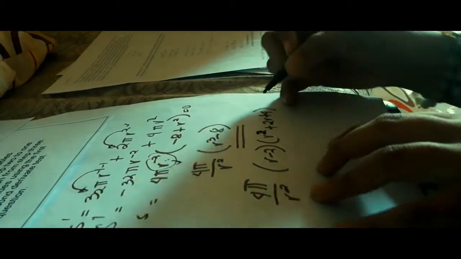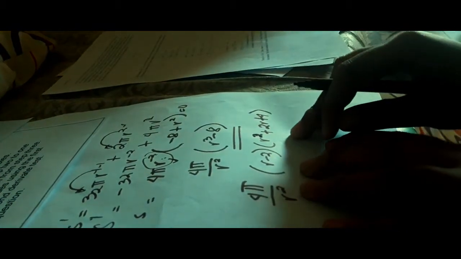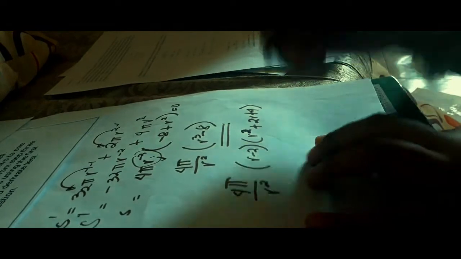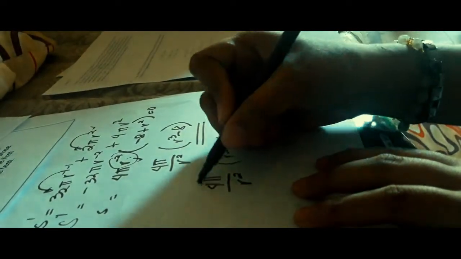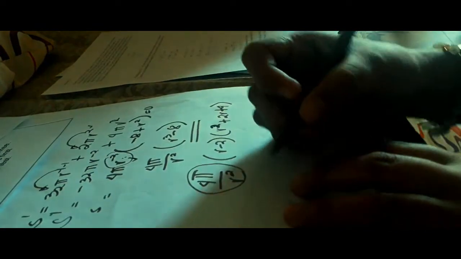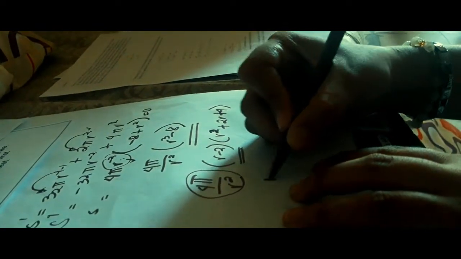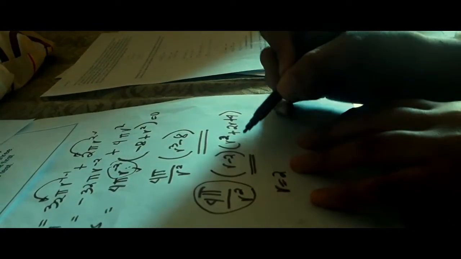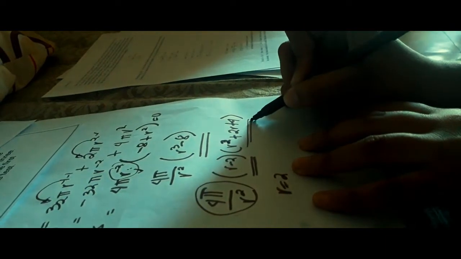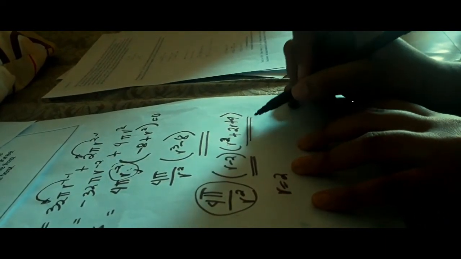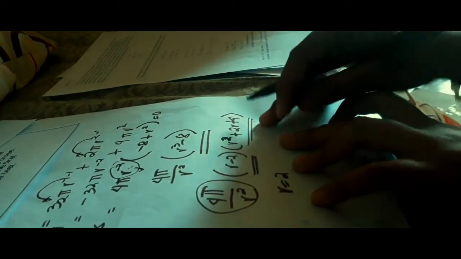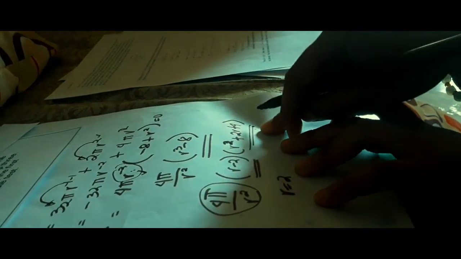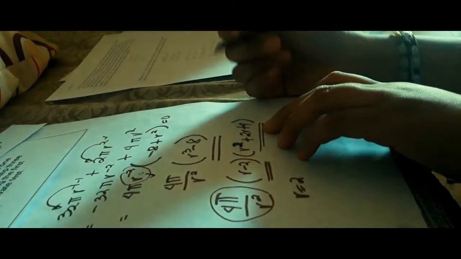The next thing that we're going to do is use the zero product property. So this is already 0. Next, this is equivalent to r is equal to 2. And when we try to look at this, it does not exist. So why does this not exist? First and foremost, let us look at here.